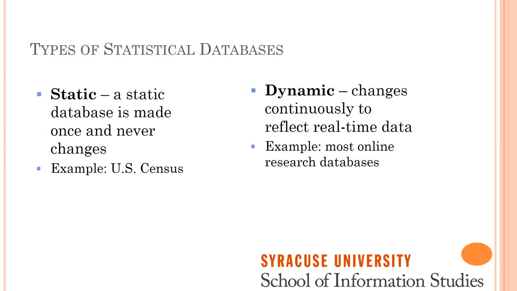Statistical databases can be bifurcated into static and dynamic databases. In a static database, once the data is entered, it cannot be changed again, whereas in a dynamic database, there is continuous change to reflect the real-time data. A common example of a static database is the US Census information, whereas most of the online research databases include information which is currently changing.